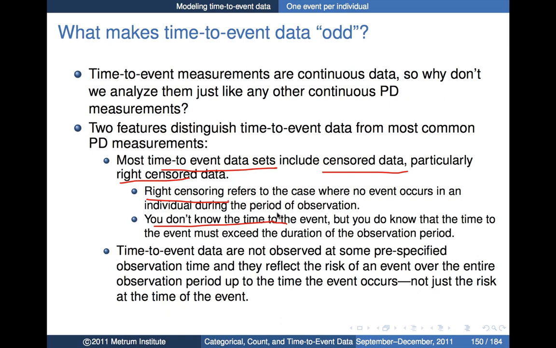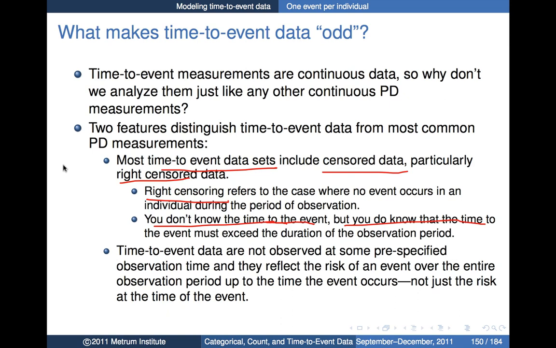So you don't know the time to a particular event, but what you do know is that any time to an event in that individual would have to exceed the duration of the observation period. Thinking in terms of a usual real line going from low values to high, the actual event time, assuming it ever occurs, is somewhere to the right of the observation period we've seen, and that is commonly referred to as right censoring. So that's one of the key things that distinguish it.